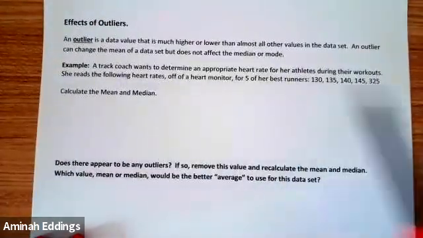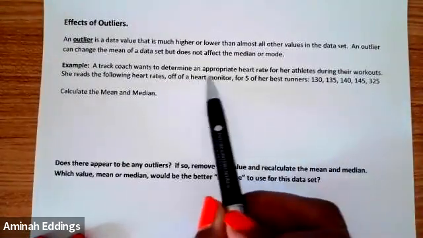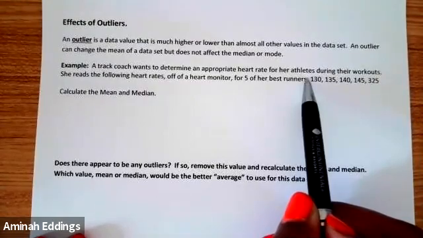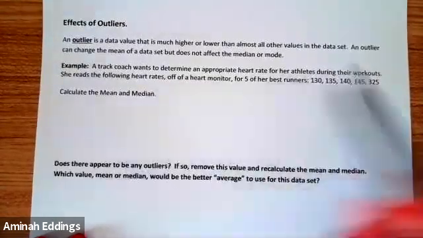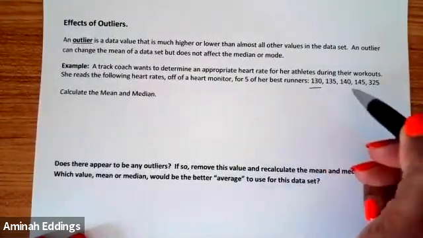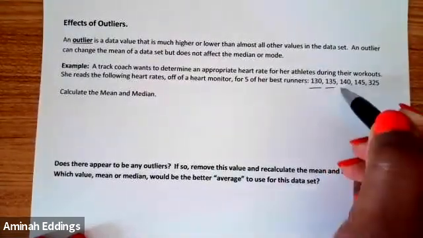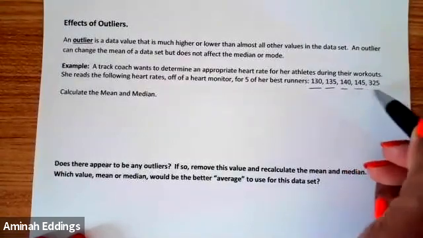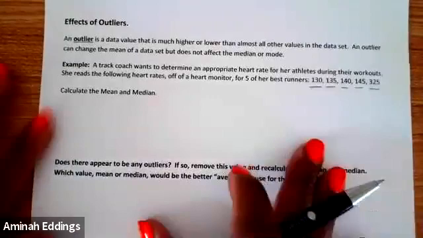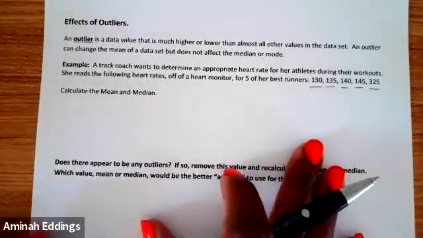A track coach wants to determine an appropriate heart rate for her athletes during their workout. And so she reads the following heart rates on a monitor: 130, 135, 140, 145, and 325. I want you to take a moment and calculate the mean and the median.